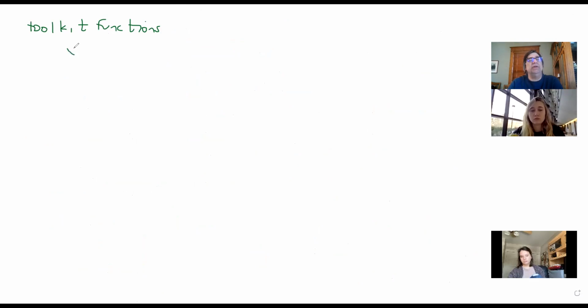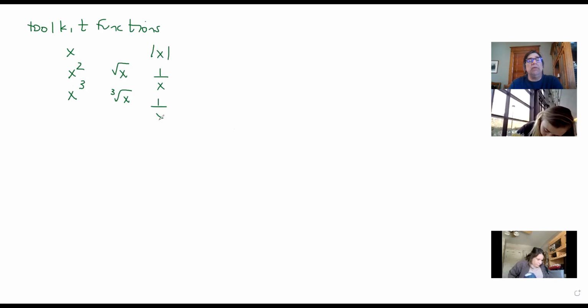So here are some toolkit functions. I put these in the polynomial category. So x, x squared, and x cubed. I put these in the inverse category. We'll talk about inverses at the end of the chapter. And then other ones, absolute value of x, 1 over x, and 1 over x squared.